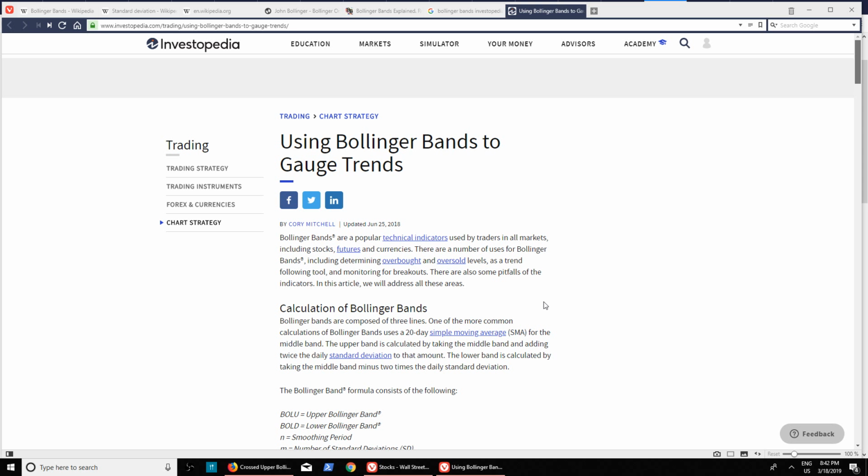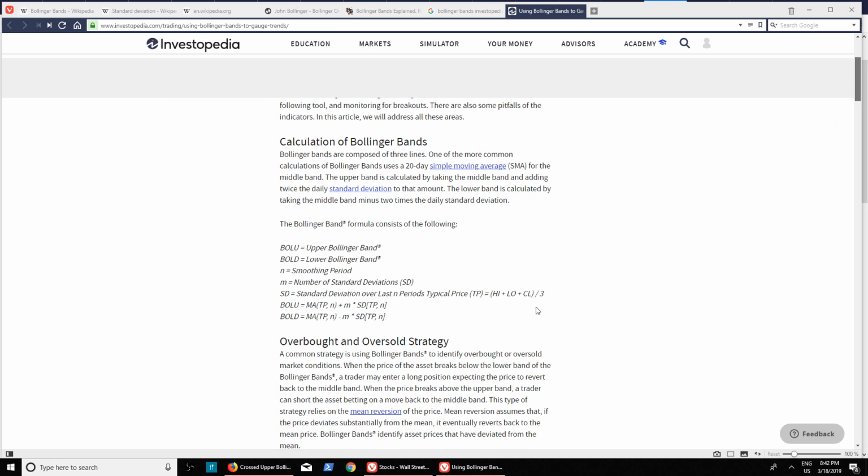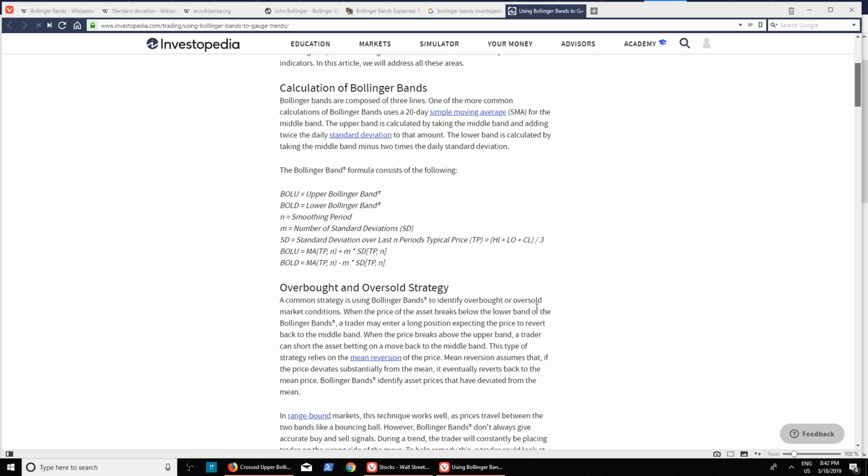The calculation is pretty simple. Most of the time we have a lot of software and online tools from which you can identify it. But the question is how to identify and how to trade with these. One common strategy of using Bollinger Bands is to identify overbought and oversold market conditions. As you would know, a band is nothing but a range. Bollinger Band is a particular range within which stocks should be trading.